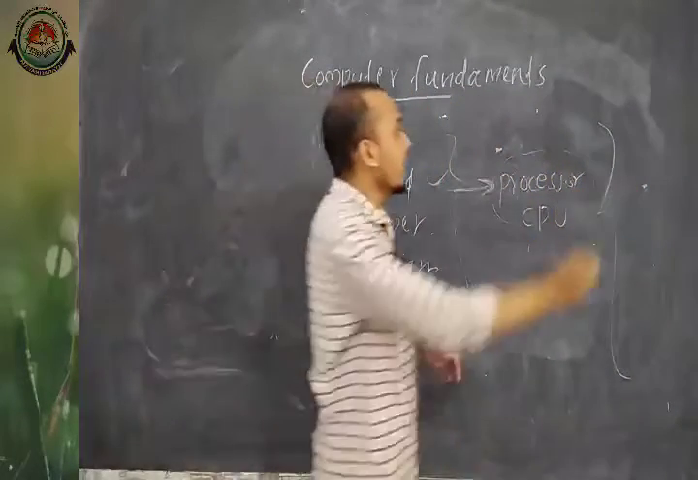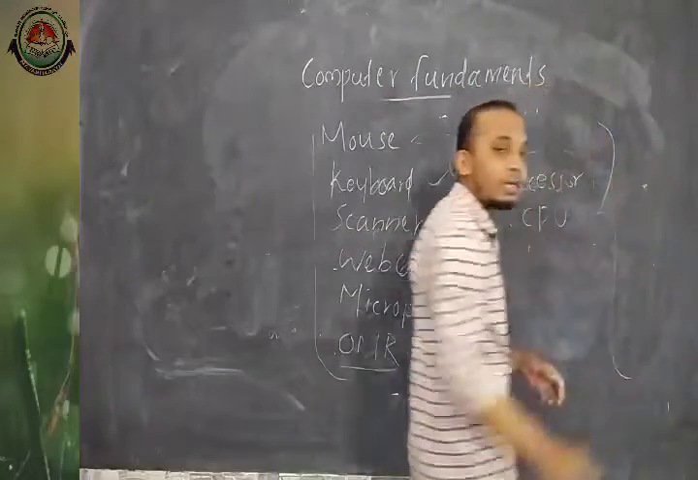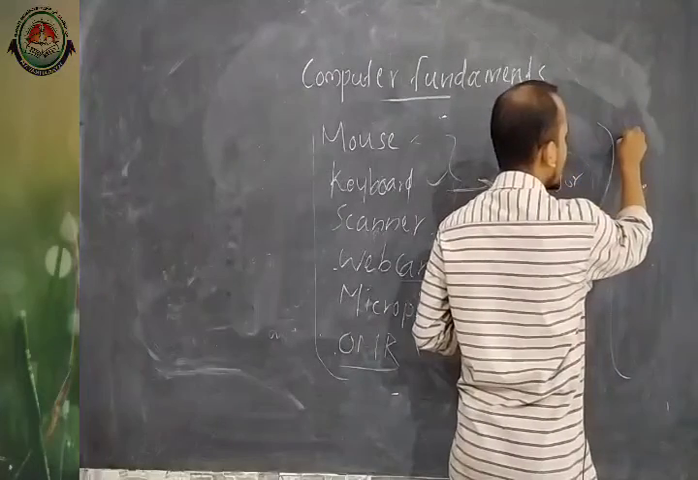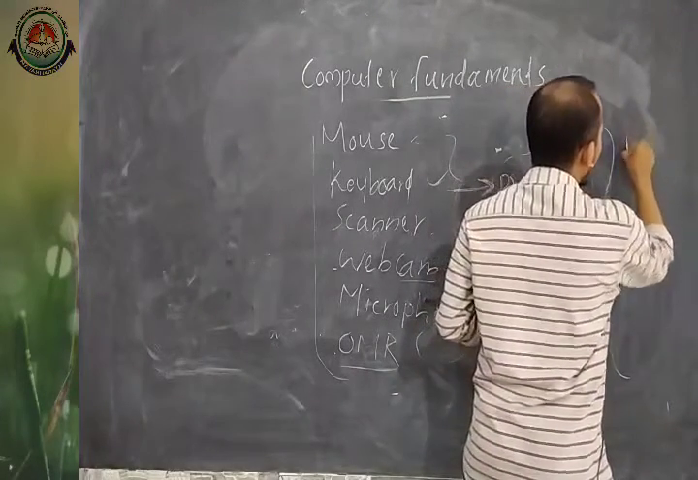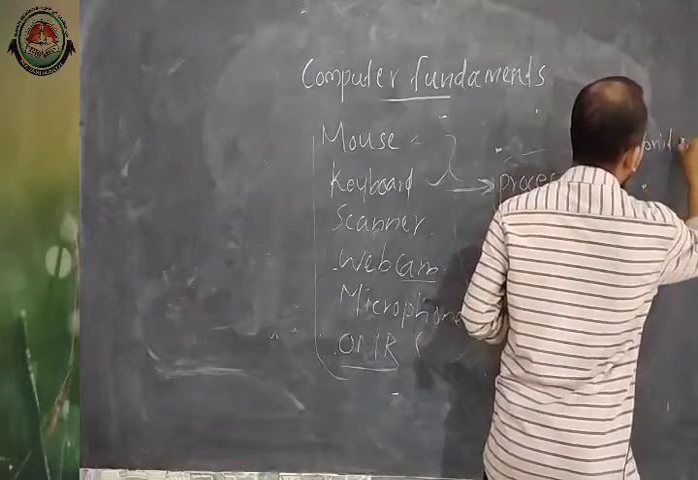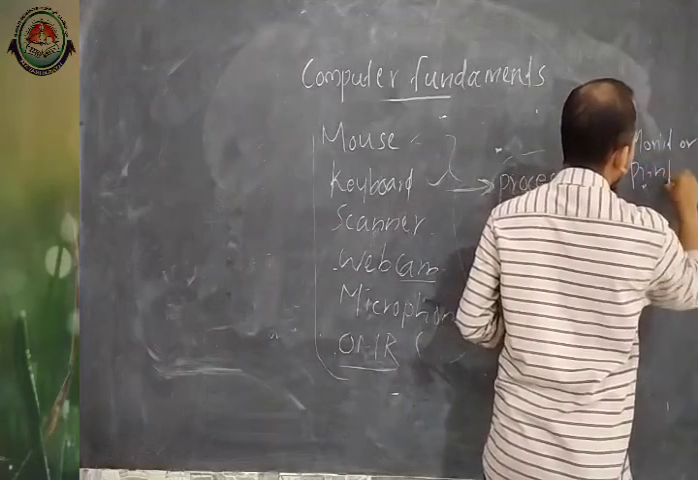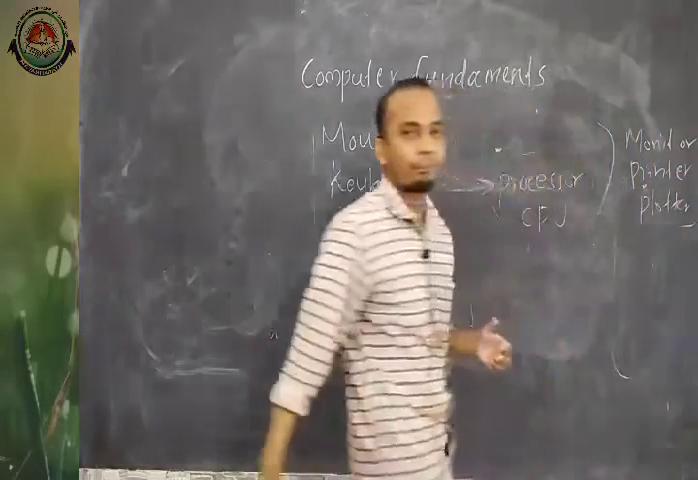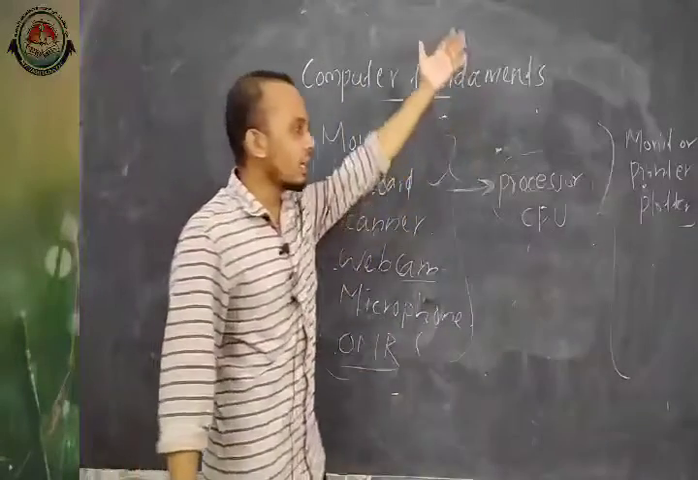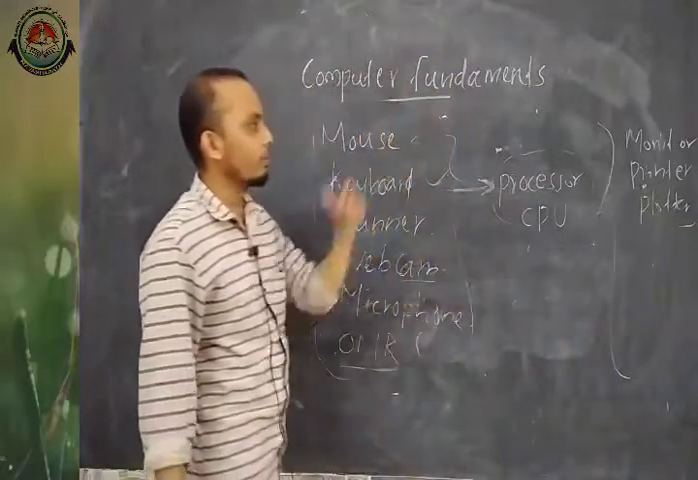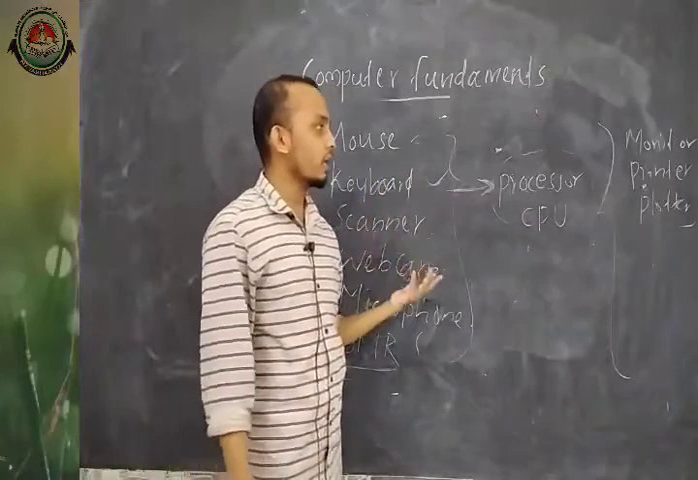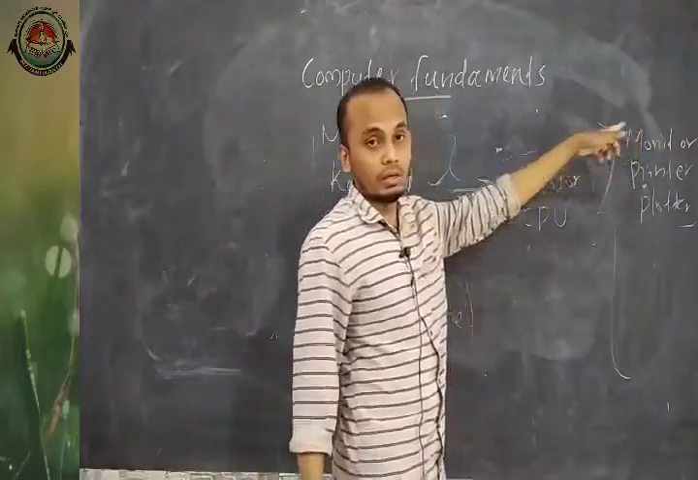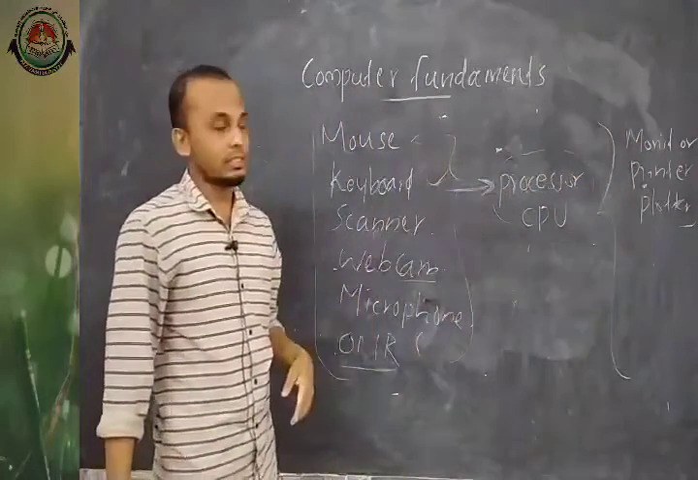we will get the output with the help of what? Which are the output devices? Output devices are monitor, printer, plotter, etc. Okay, these are the output devices. You already familiar with all these devices: printer, plotter for drawing, then monitor. These are the output devices.